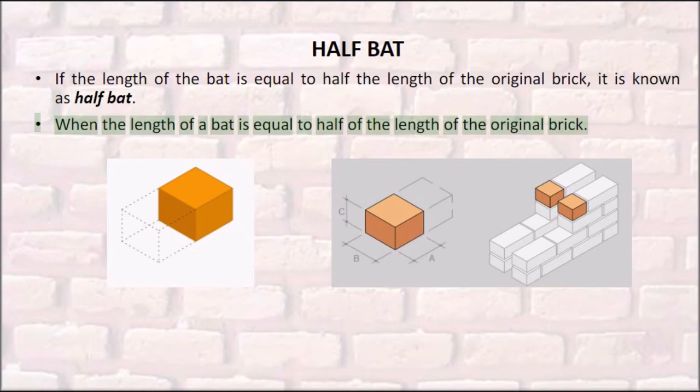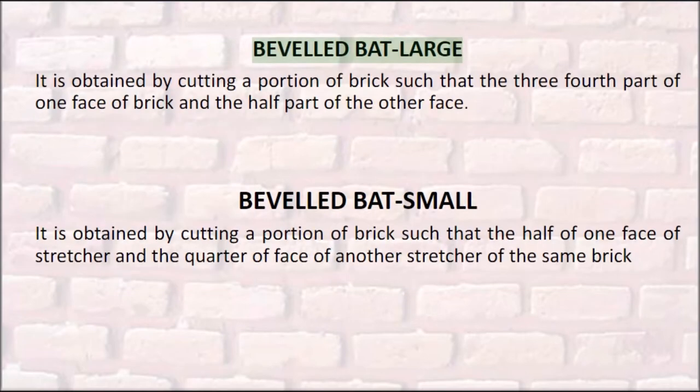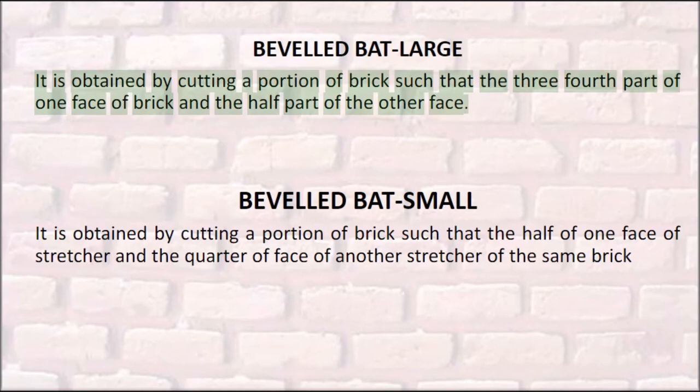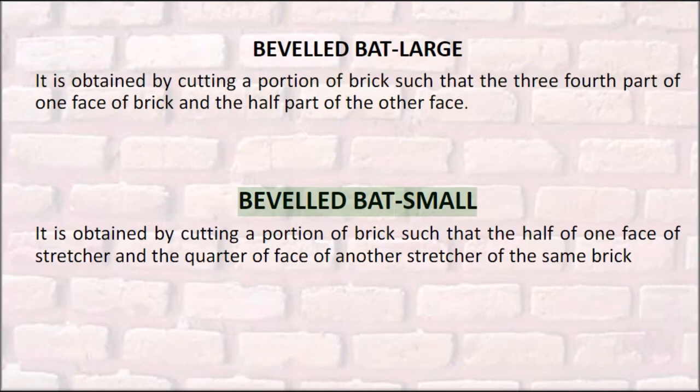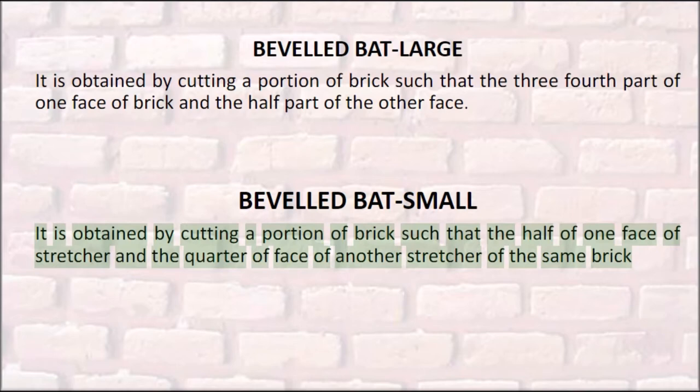Beveled bat large. It is obtained by cutting a portion of brick such that it has 3/4 part of one face of the brick and the half part of the other face. Beveled bat small. It is obtained by cutting a portion of brick such that it has half of one face of the stretcher and the quarter of the face of another stretcher of the same brick.